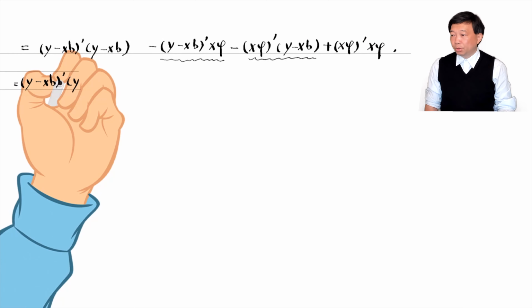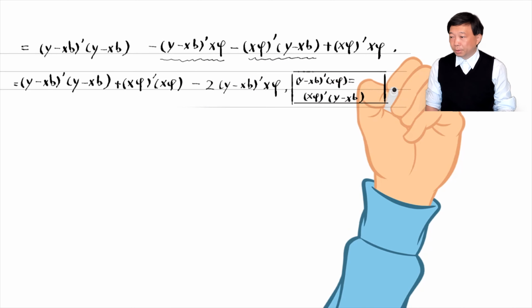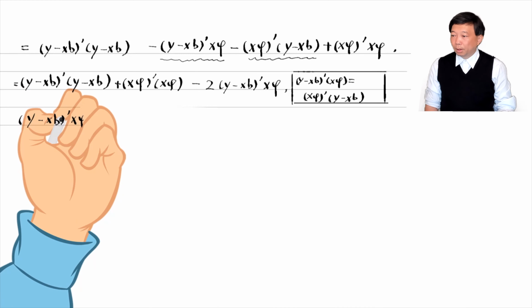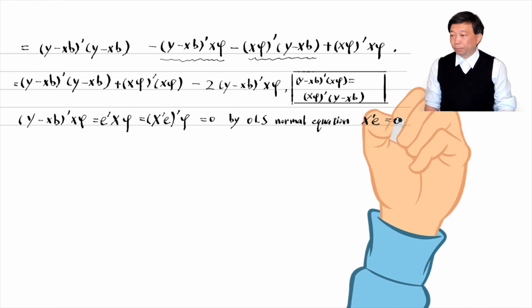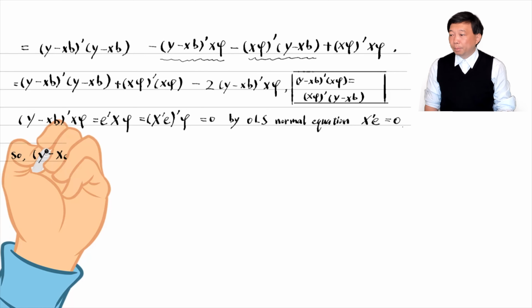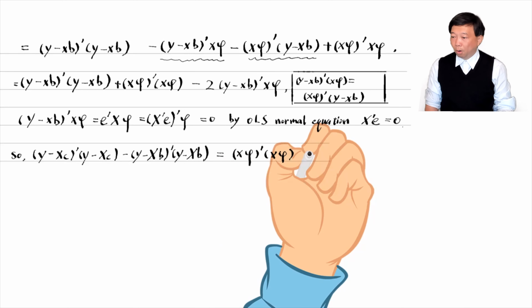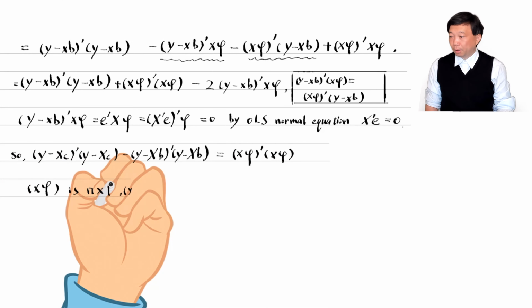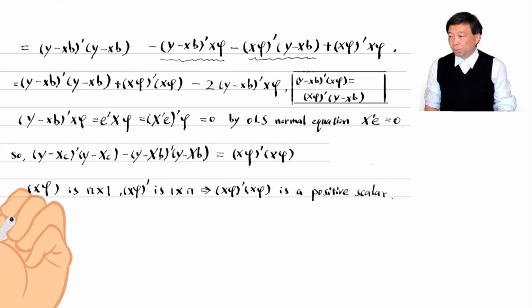Note that the middle 2 terms are the same because they are scalars, or numbers, and the transpose of a scalar is itself. And they are both 0 by the OLS normal equation. So the difference in the two sums of squared residuals equals the product of the transpose of a column vector and the column vector itself, or equivalently, the product of a row vector and its transpose.